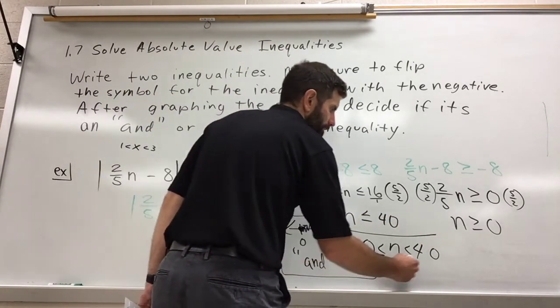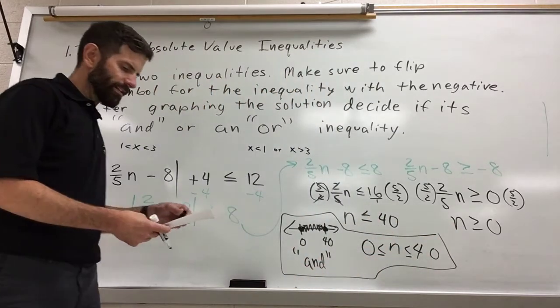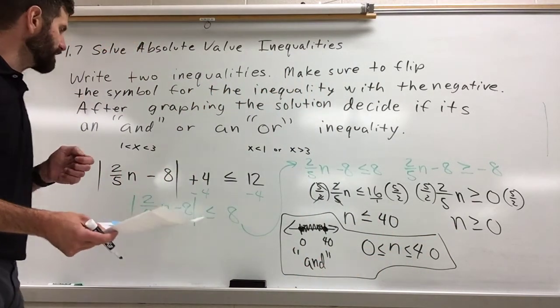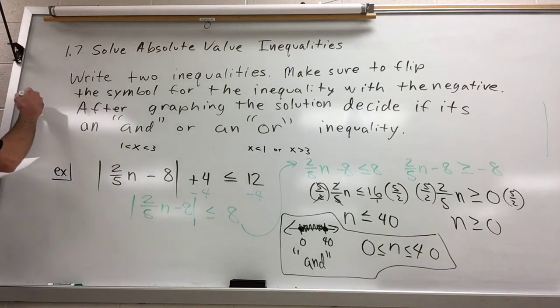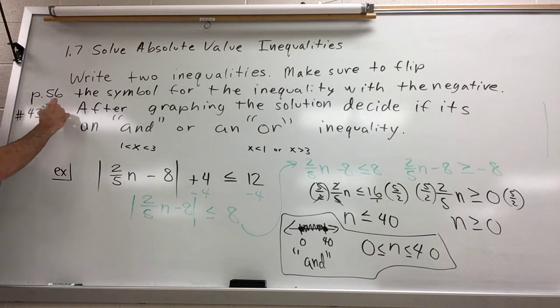All right, that's all I've got for you. Hey, the practice for this is page 56, numbers 43 through 61, odds. These are odd, but then I also want you to do 62.